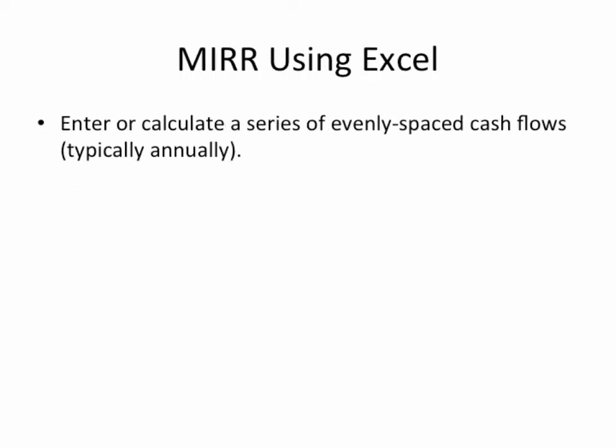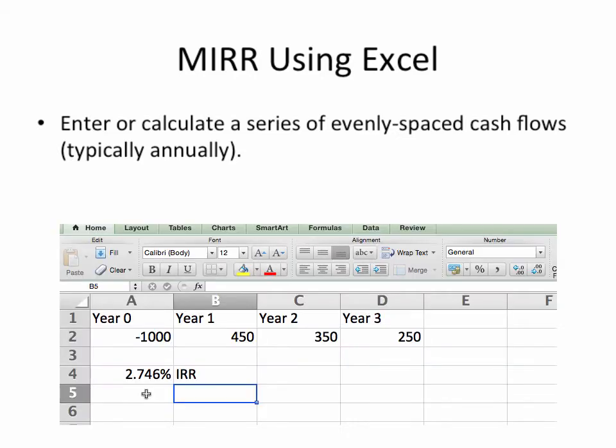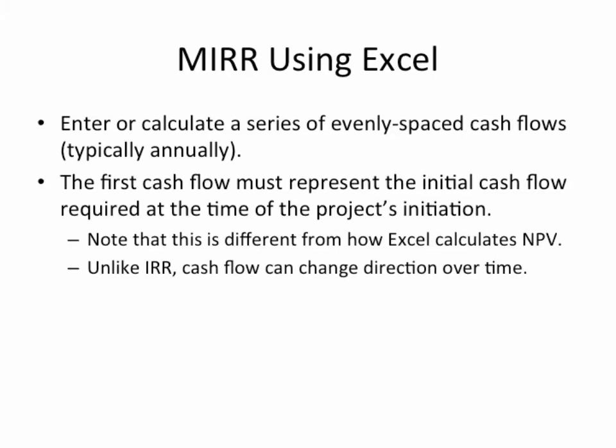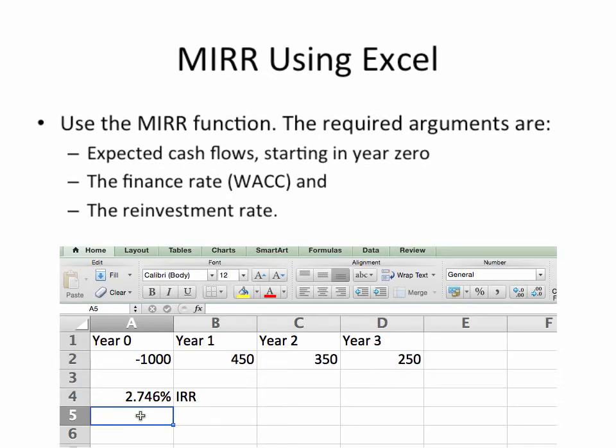Now, to calculate MIRR using Excel, fortunately we have a built-in MIRR function. Again, just like calculating IRR, we will enter or calculate a series of evenly spaced cash flows. The first cash flow, again, will represent the initial cash flow required at the time that we kick the project off. Unlike IRR, our cash flow can change direction over time. They have to be net cash flows, as explained earlier, and then we use the MIRR function.